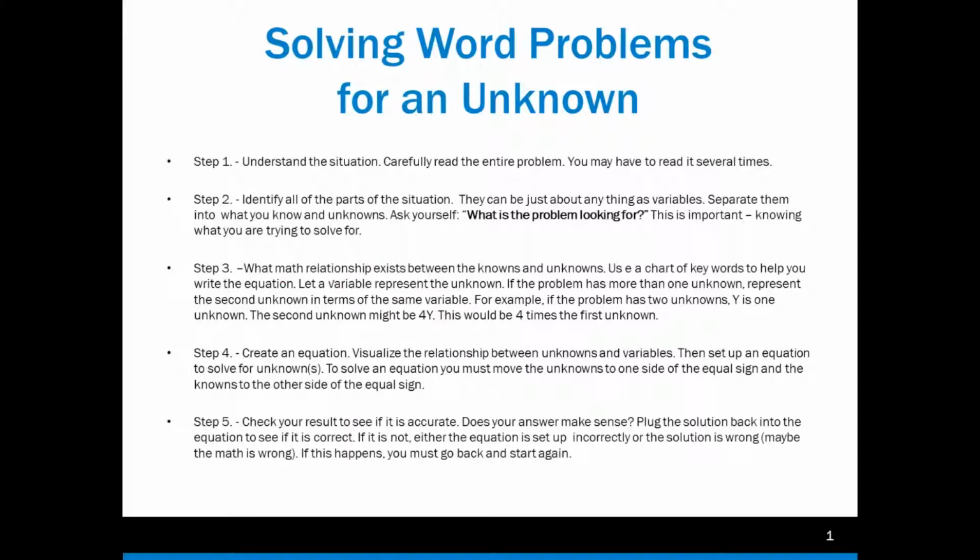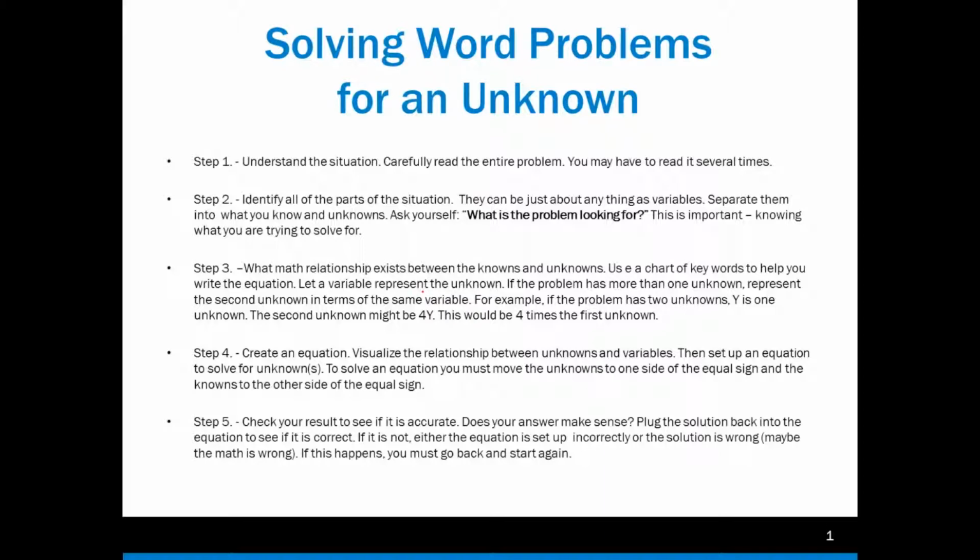Step three, what math relationships exist between the knowns and the unknowns, what you know and what you don't know? Use a chart of keywords, and the next slide will be the equation. Let a variable represent the unknown. So if you don't know something, you assign it a variable, and the variable could be just about any letter. It doesn't matter what it is. It could be the letter A, X, V, T. It's a variable. There is no concrete constant number that you're assigning to it. So you just pick a letter and you say that's what my unknown is.